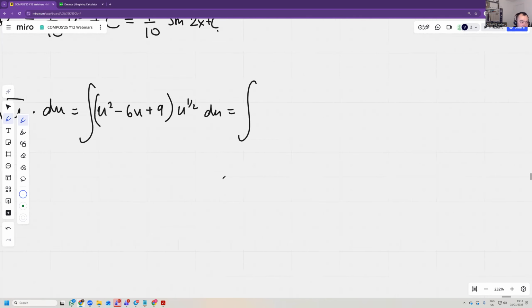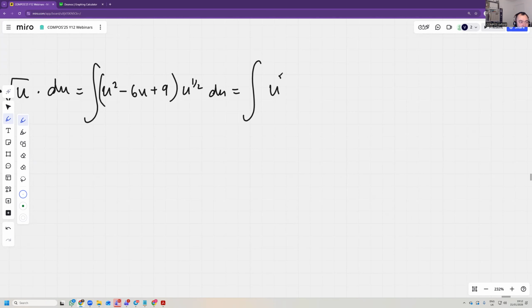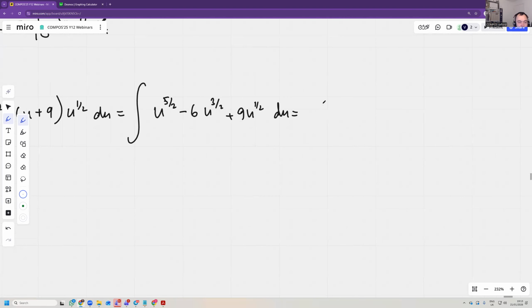And then I open the brackets again, so u to the power 5/2 minus 6u to the power 3/2 plus 9u to the power 1/2 du, and we integrate that. So that becomes u to the power 7/2 divided by 7 times 2, minus 6 multiplied by u to the power 5/2 over 5 times 2, and plus 9 times u to the power 3/2 divided by 3 times 2, plus c.